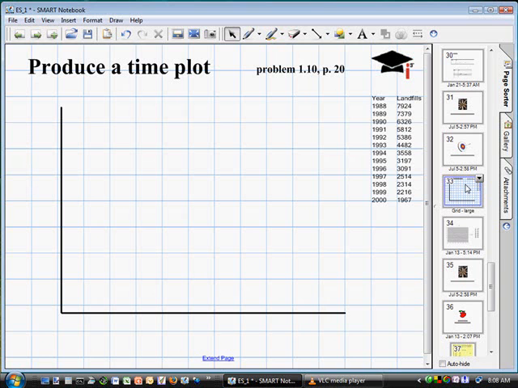We have, in this table, do you notice two variables? What year it was, and how many landfills there were. I've got the data up here. It's a little bit smaller, but I've got it compressed into just two columns. One column for the year, one column for how many landfills. And the idea is to produce a time plot.